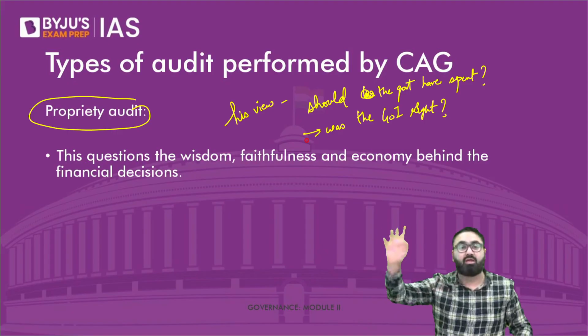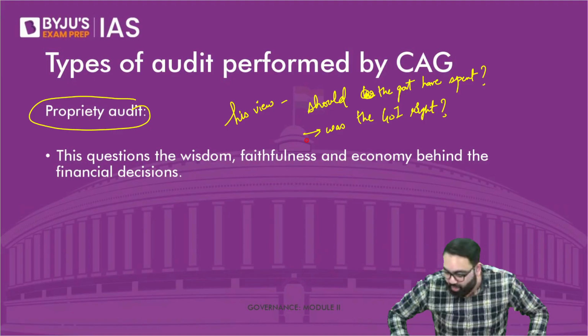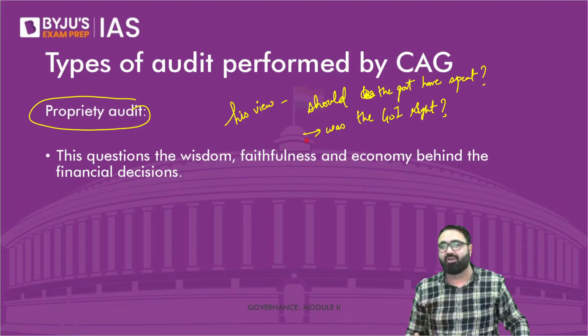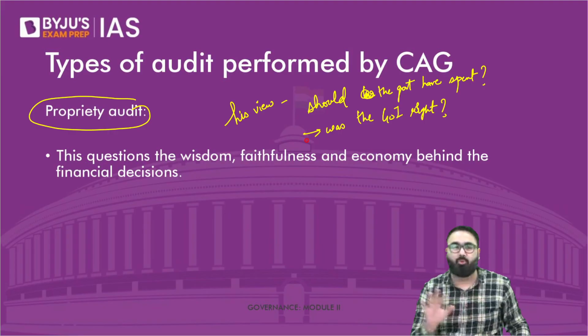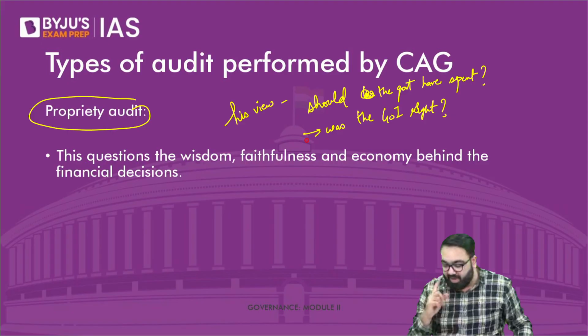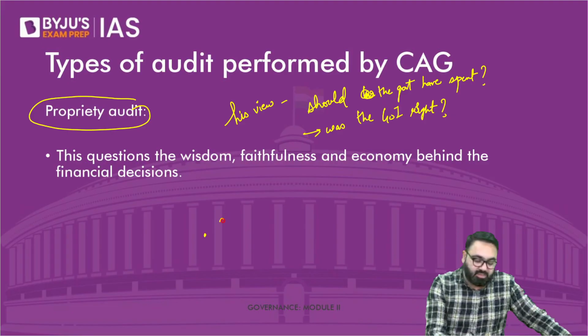So they can't break the Parliament building. They can't say, no, I don't like it, break it. No, that is not what happens. They are just giving their view on whether it should have been done or not. This is called proprietary audit. Now, what is the problem with this? The first big problem is CAG versus the elected government.